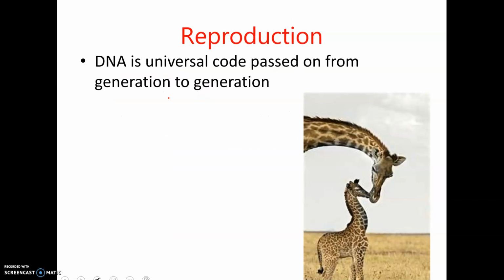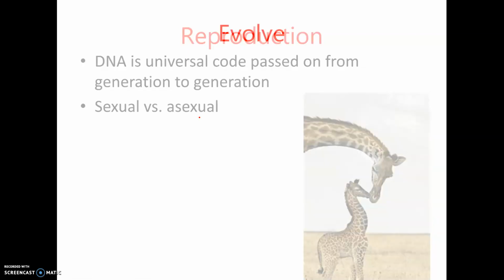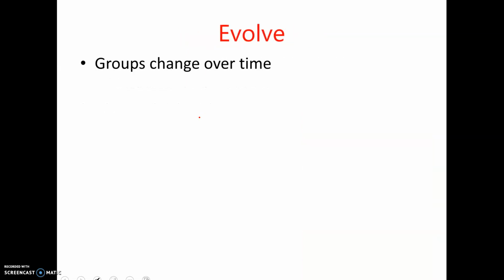All living things reproduce in the sense that we have DNA. Every living thing has DNA, and we pass that on. It's a universal code. It's instructions for building a new living thing, and we pass that from parent to offspring. Even when it's asexual reproduction, which is a single parent, like bacteria splitting, they're still giving each new one a copy of that DNA. And finally, living things evolve.